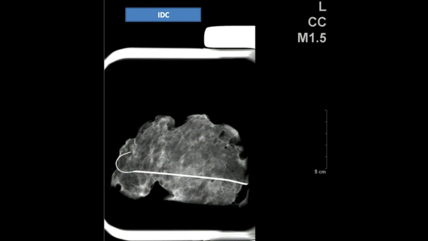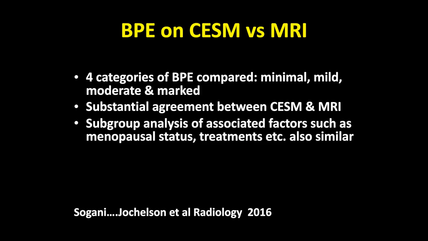What about background parenchymal enhancement? We know that on MRI, it has been demonstrated to be related to risk for developing breast cancer. We did a study to see how contrast mammo BPE compared to MRI. And we used the same 4 categories, and we demonstrated that there was, in fact, substantial agreement between the two when looking at BPE. And when we did a subgroup analysis of the associated clinical factors, they were similar.